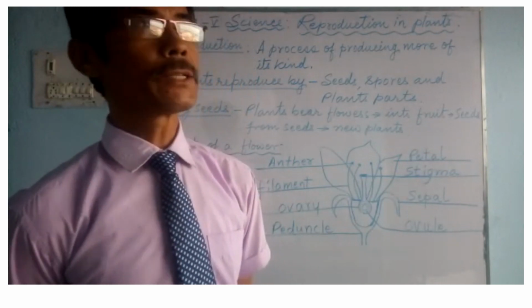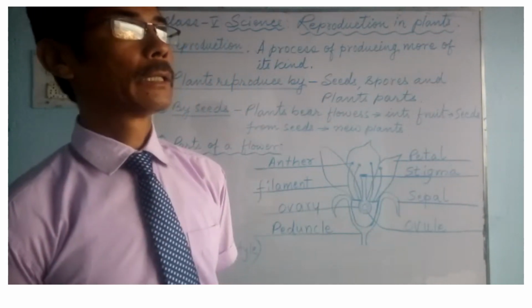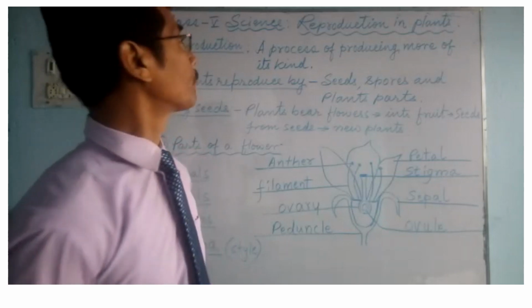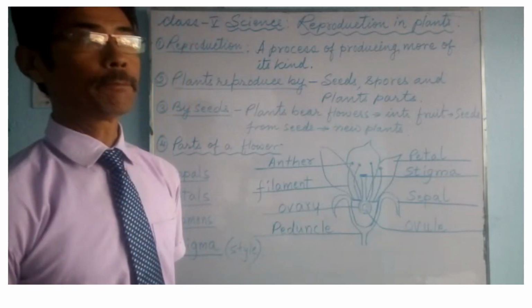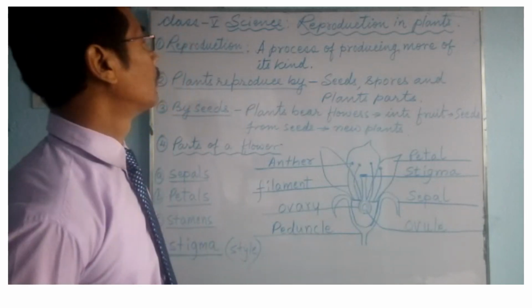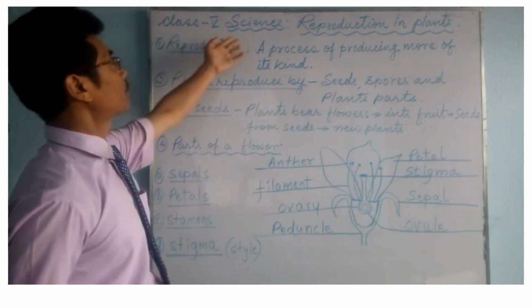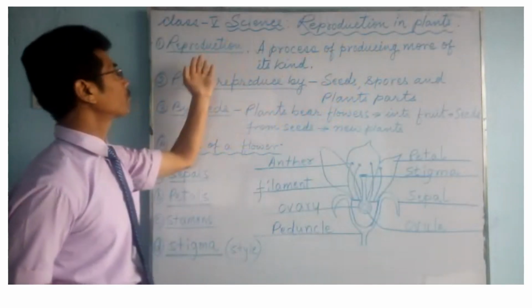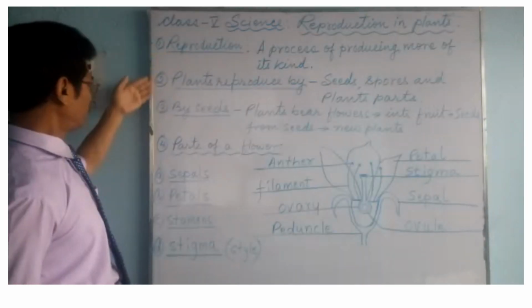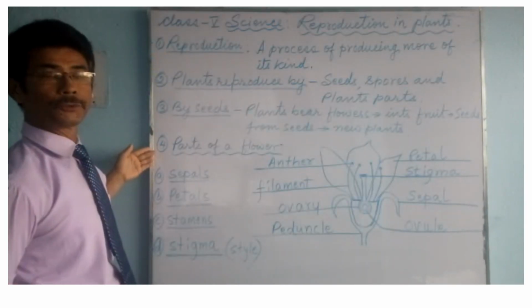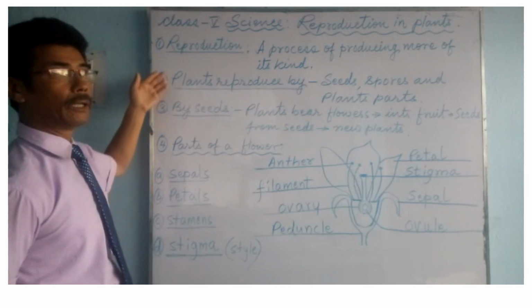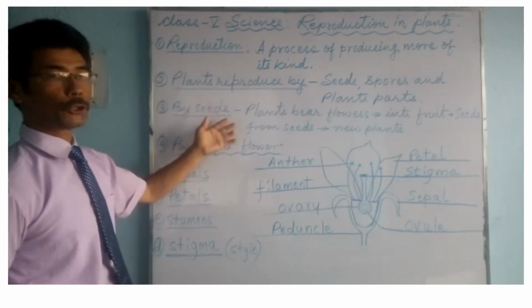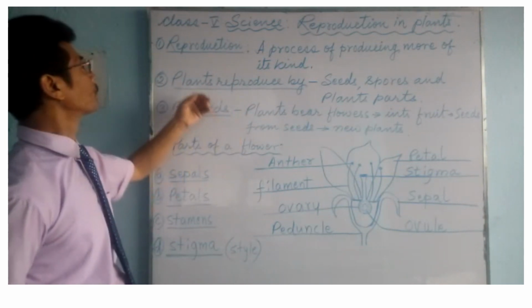Today we will do science chapter 1, the parts of a plant. Reproduction in plants. Class 5 science, reproduction in plants. There are 4 points. Let me tell you in short about the 4 points.